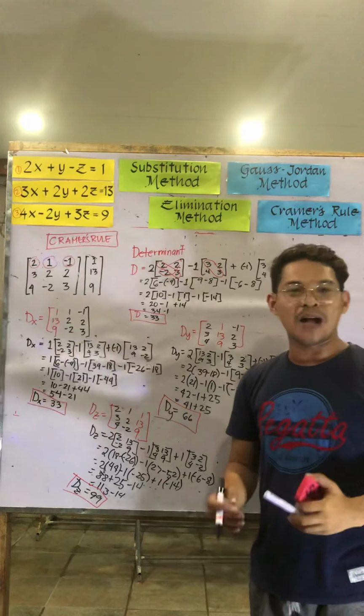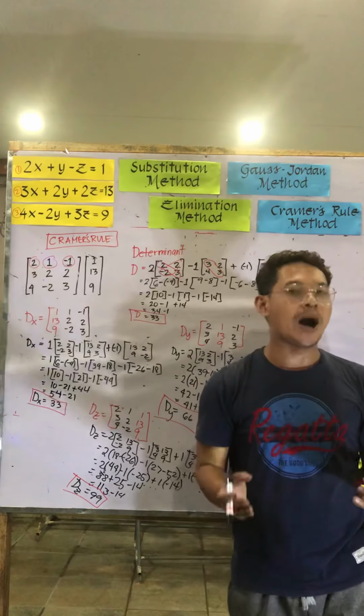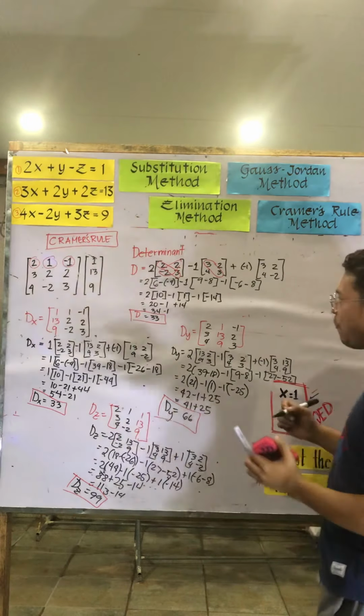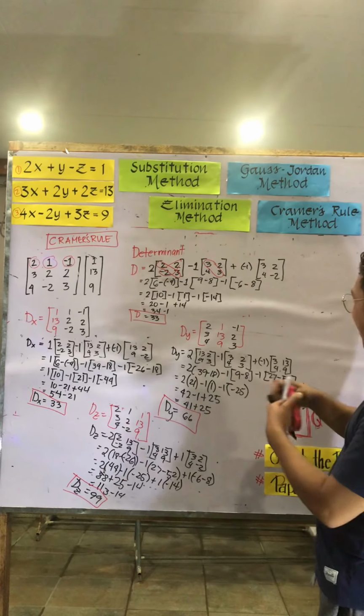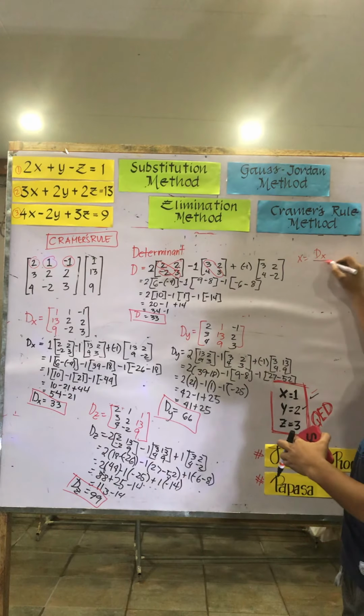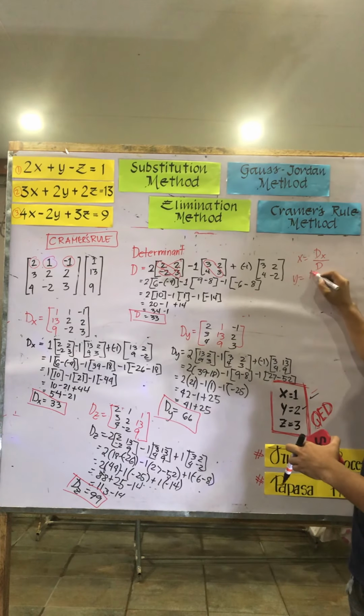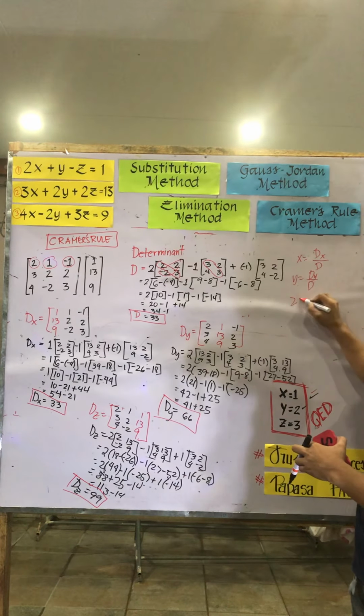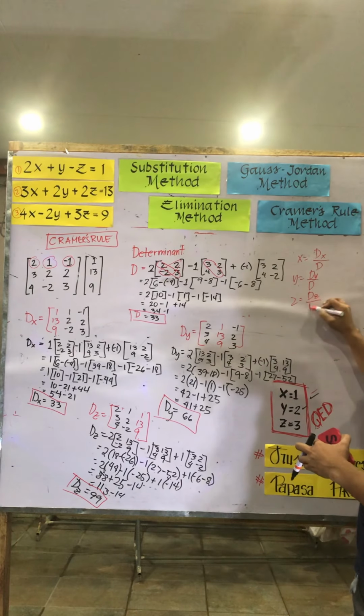We have found the value of d sub x, d sub y, and d sub z. Therefore, to find the values of x, y, and z, we will apply this formula. X is equal to d sub x over d. For y, we have d sub y over d. And for z, is d sub z over d.